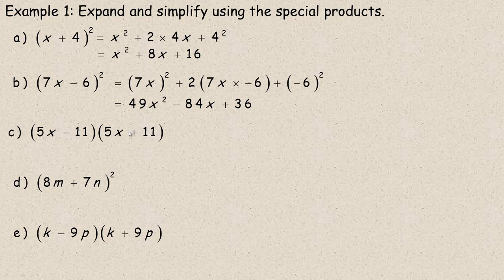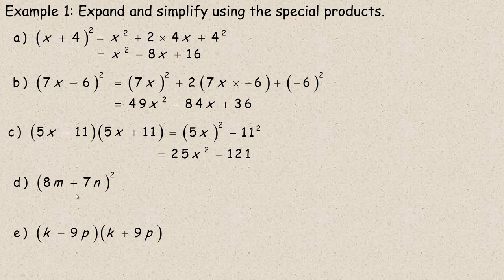C is one of those multiplying two binomials that are the same, except there's a minus in the middle of one and a plus in the other. So again, this is what I'm thinking. It's going to be this times this squared, or this times this, 5x times 5x, or 5x squared, minus 11 times 11, or 11 squared. So 5x times 5x, or 5x squared, is 25x squared, and negative 11 times positive 11 is minus 121. So again, trying to go directly from here to here.